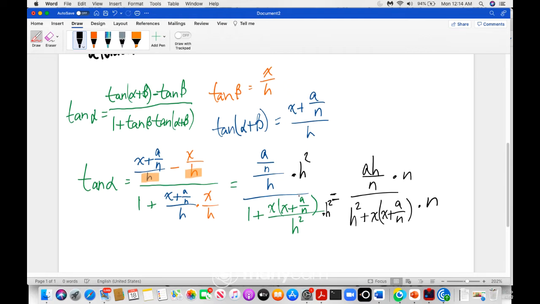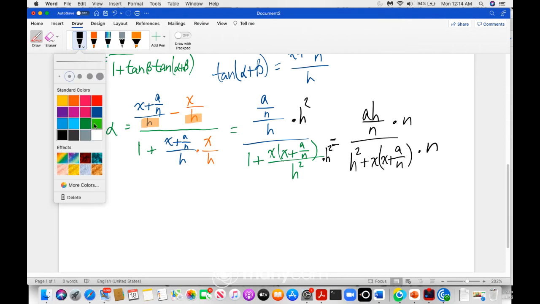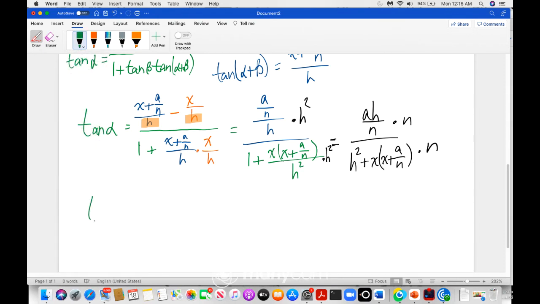And I finally get my result. I finally get a formula for tangent of alpha, and I get that tangent of alpha is going to be a divided by nh squared plus, and then this n is going to distribute. Okay, so this portion, I'm going to go ahead and take n times each variable in size. This is x times, and then in parentheses, I'm going to have an nx plus, and then a over n times n is a.